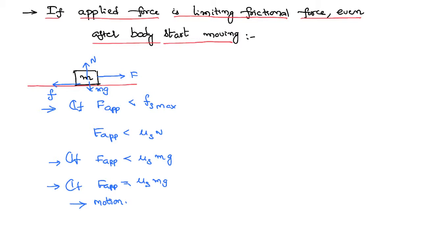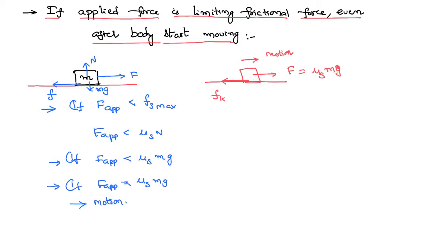But now I would like to consider a situation where I have the body on the rough horizontal surface. I am applying a force that is equal to the limiting frictional force itself. As I have applied the minimum required force, the body starts into the state of motion. Once the body starts moving, the frictional force between them is no more static frictional force. It is going to be a kinetic frictional force. Therefore, I can say the kinetic frictional force is acting in the opposite direction.